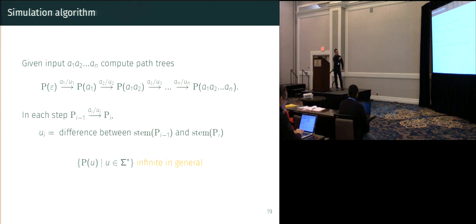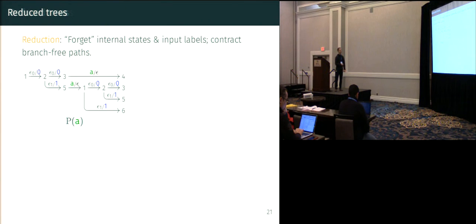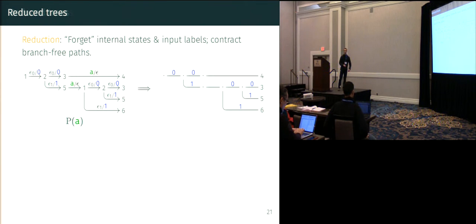The set of all the accessible path trees that we can generate in this way is not finite in general. So if we want to determinize oracles taking the path trees as states, that is not going to work in general. We can, however, find some finite structure in this set and still get a deterministic machine. To do that, we need to reduce path trees to their essence. And we observe that this streaming algorithm doesn't really need the internal states and the input symbols on a transition, so those we can forget.